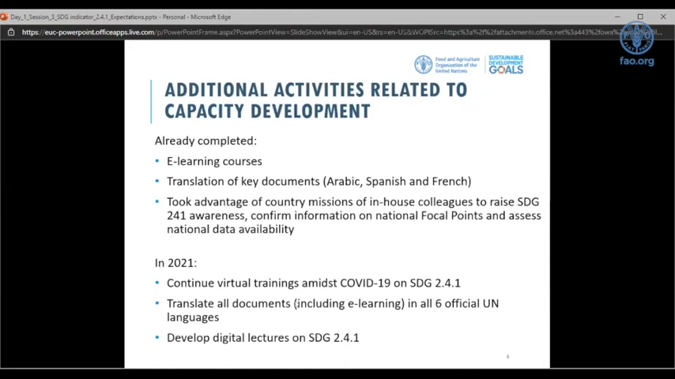We have completed already the e-learning courses, which we briefly discussed. We have translated the key support documents into 3 UN languages: Arabic, Spanish, and French. We are in the process of translating the other ones into Russian and Chinese. We also took advantage of the country missions of in-house colleagues to raise SDG 2.4.1 awareness, confirm information on the national focal points, and assess the national data availability and situation. In 2021, we continued with virtual training amid COVID-19 on SDG 2.4.1, like the one we are having now.